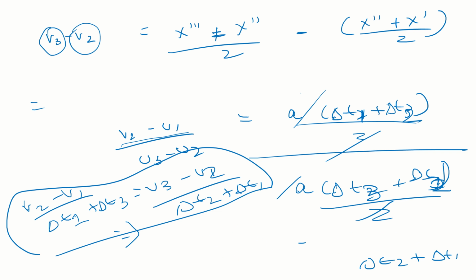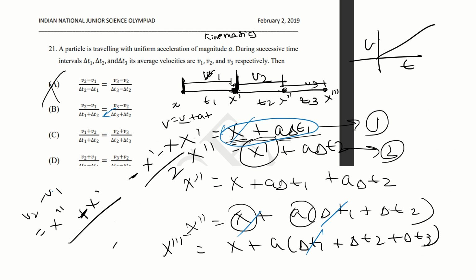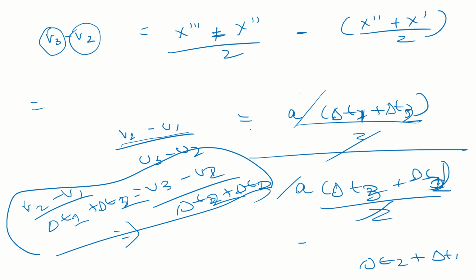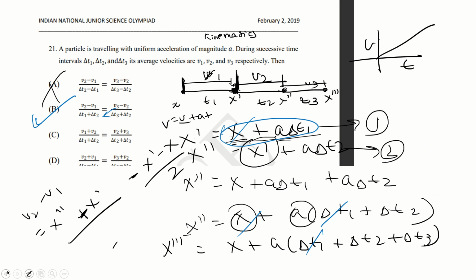This will be 1 plus 2. This will be 2 plus 3. And now we should be getting the correct answer. Yep, we are getting B. Actually, what I did was I divided (V3 - V2) upon (V2 - V1) by mistake. So, sorry guys. So the answer will be B.